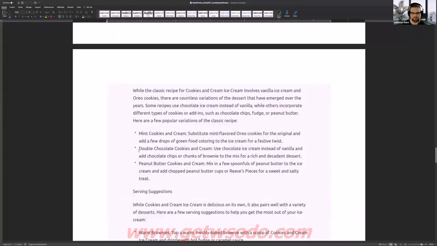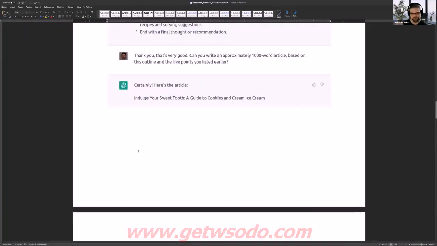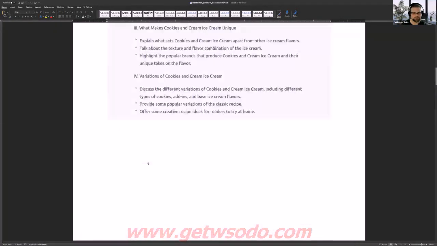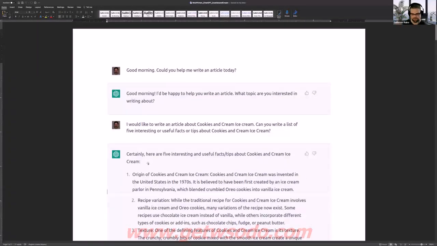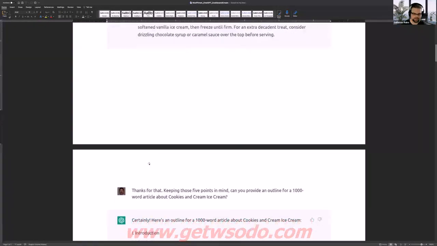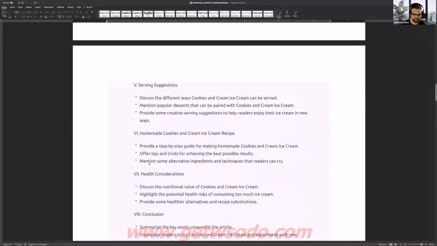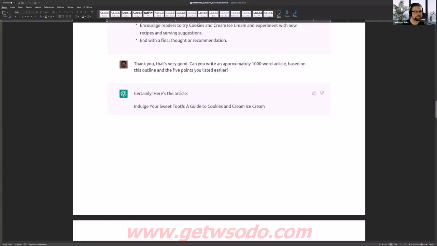But good job. I like that you split everything up and you did it little by little, step by step. So his approach was to create the 5 tips first, and then he did the outline, and then he did the article. So nice.